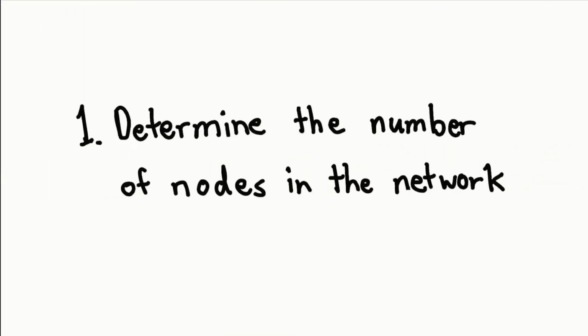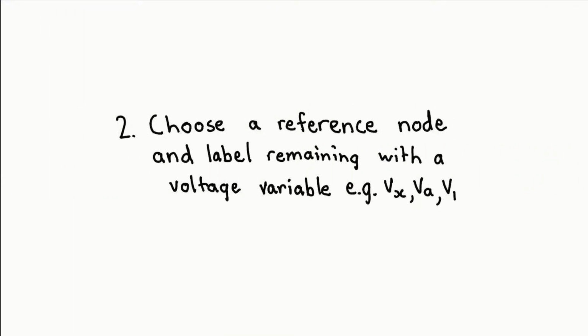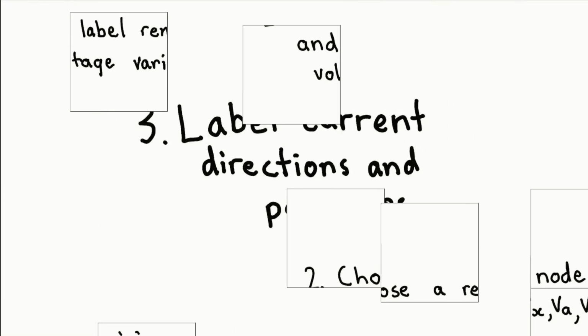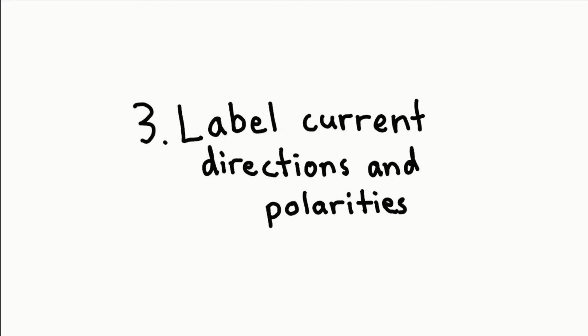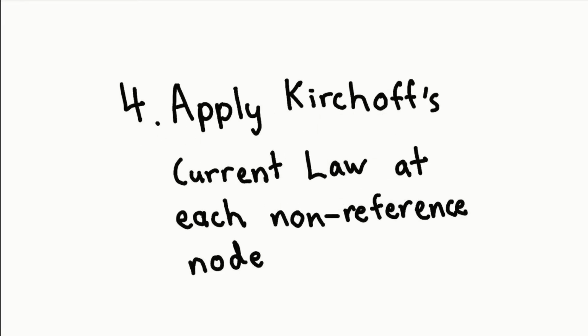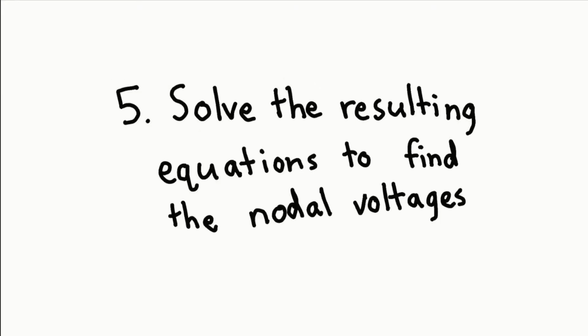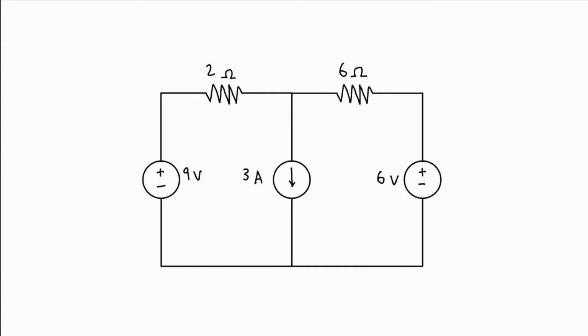Determine the number of nodes within the network. 2. Picking a reference node and labeling each of the remaining nodes with a voltage variable. 3. Label current directions and polarities. 4. Apply Kirchhoff's current law to each non-reference node. And 5. Solve the resultant equations for the nodal voltages. Let's take a step back and apply the steps to the presented network.